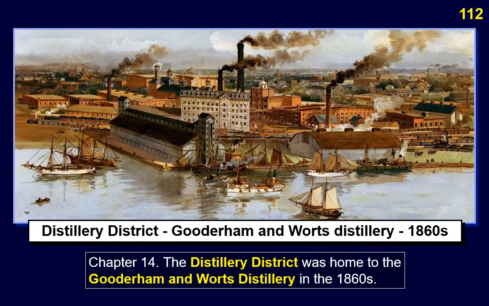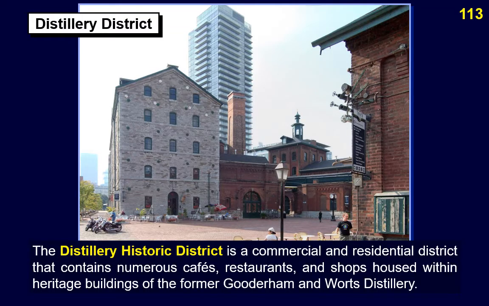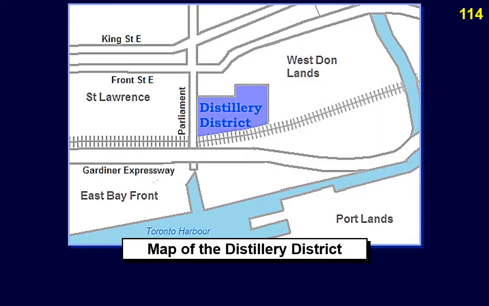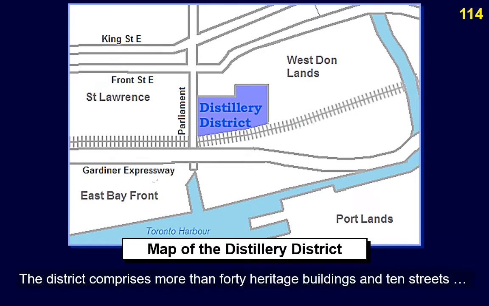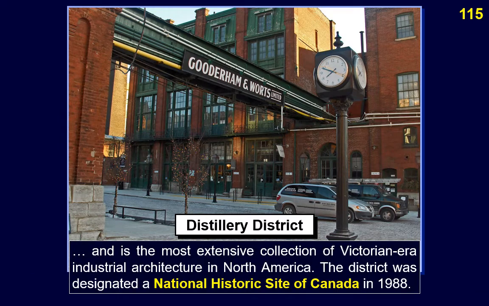Chapter 14. The Distillery District was home to the Gooderham and Worts Distillery in the 1860s. The Distillery Historic District is a commercial and residential district that contains numerous cafes, restaurants, and shops housed within heritage buildings of the former Gooderham and Worts Distillery. The district comprises more than 40 heritage buildings and 10 streets, and is the most extensive collection of Victorian-era industrial architecture in North America. The district was designated a National Historic Site of Canada in 1988.